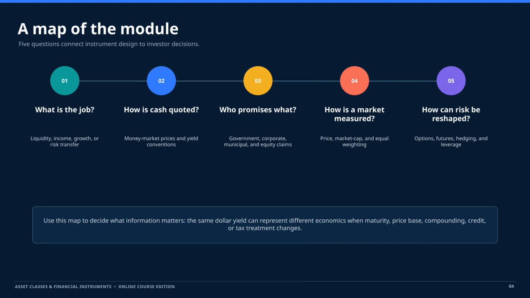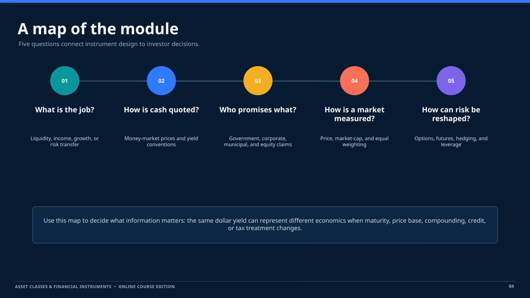The chapter is organized around 5 questions. First, what job must the instrument perform? Second, how are short-term prices and yields quoted? Third, who promises the cash flows? And where does the claim sit in the capital structure? Fourth, how does an index translate many securities into one performance measure? Fifth, how can a derivative reshape an existing exposure?